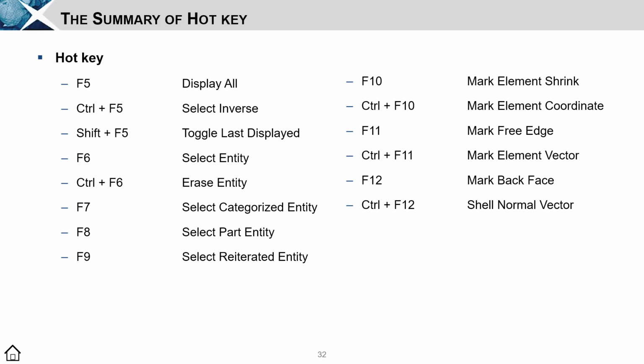Function 11 displays the free edge of the element, and Control plus function 11 shows the orientation of the element. Function 12 displays the opposite direction of normal for shell elements in a dark color. The Control plus function 12 displays the normal direction of the shell element with an arrow.